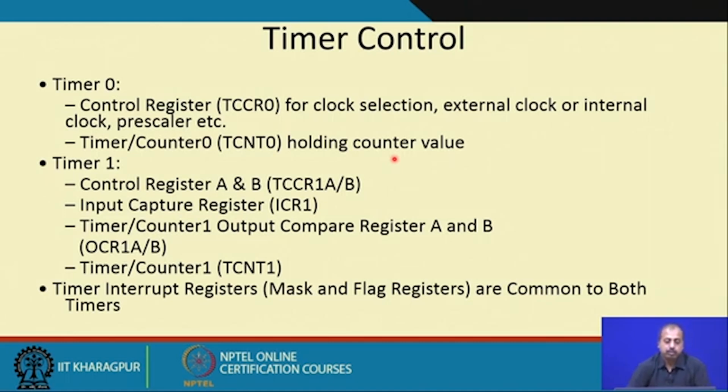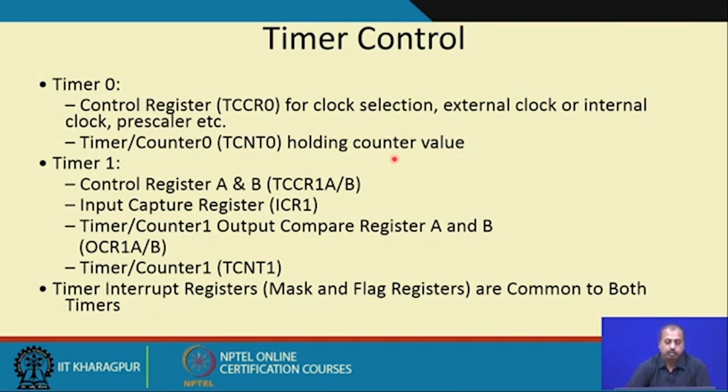Timing control. We have seen that there is a Timer 0 register and there is a Timer 1 register. Timer 0 has a control register TCCR 0 for clock selection, which is external clock or internal clock. Then there can be a pre-scaler, that is from which point it will start. Then Timer Counter 0 will hold the counter value. These are the two registers relevant for Timer 0.